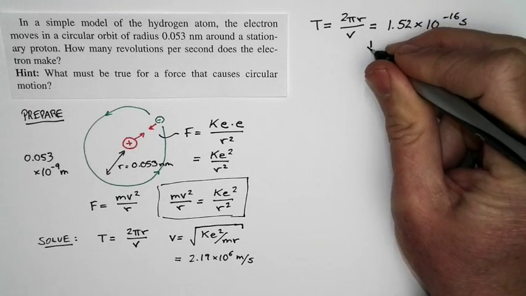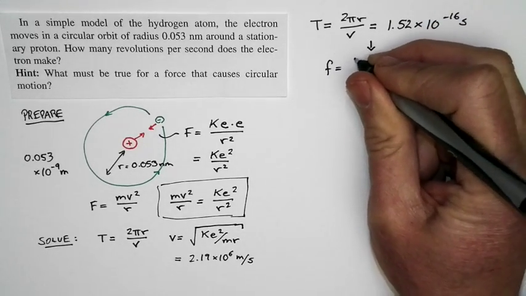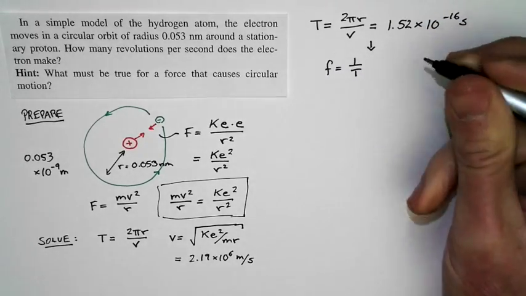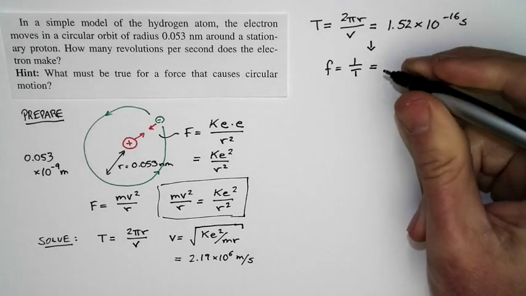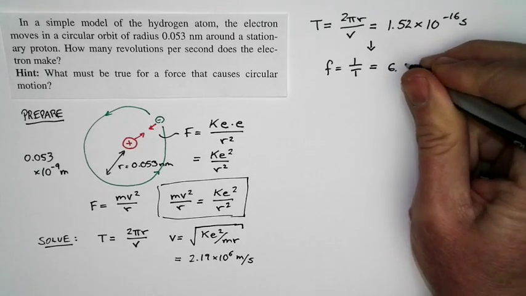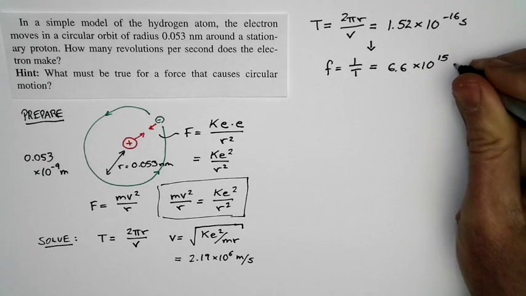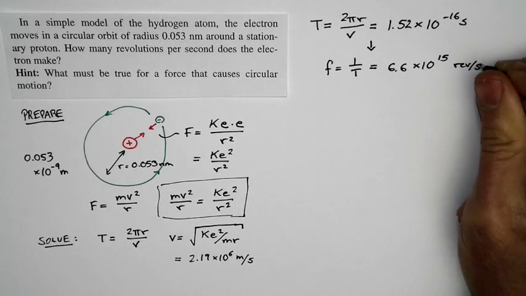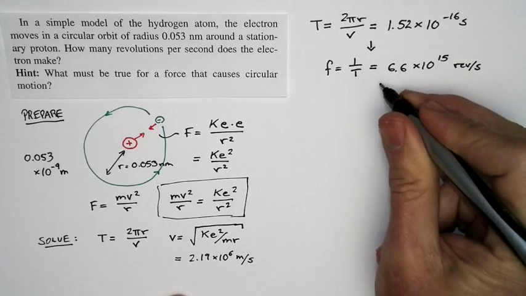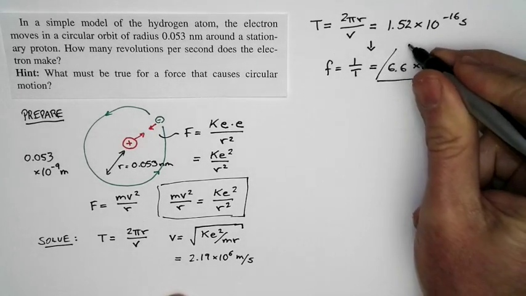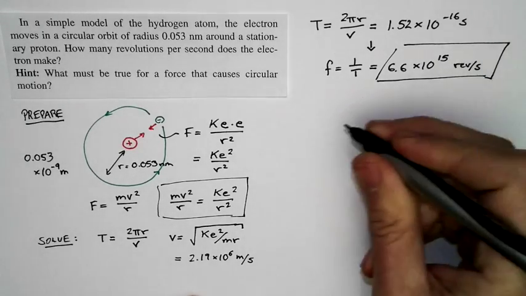And then I can calculate the frequency. The frequency is just 1 over the period. So I just take this number and I invert it. And what I get for the frequency is 6.6 times 10 to the 15th cycles per second, or revolutions per second, because that's what we're asked for. 6.6 times 10 to the 15th revolutions per second.